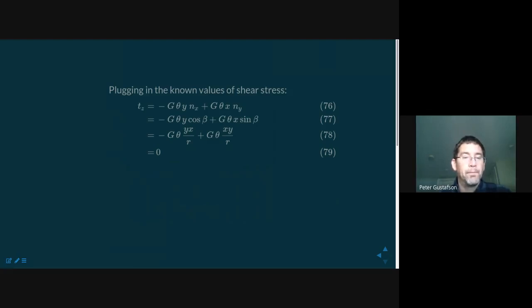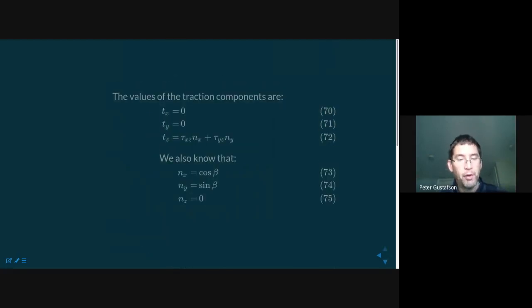So here we have, by the way, we've also computed, I didn't highlight it, but it's worth noting that we've computed tau xz and tau yz based on the Prandtl stress function that we have already shown you. So that was the bulk of the lecture, was how to compute those. So now we know nx and ny in addition to those.